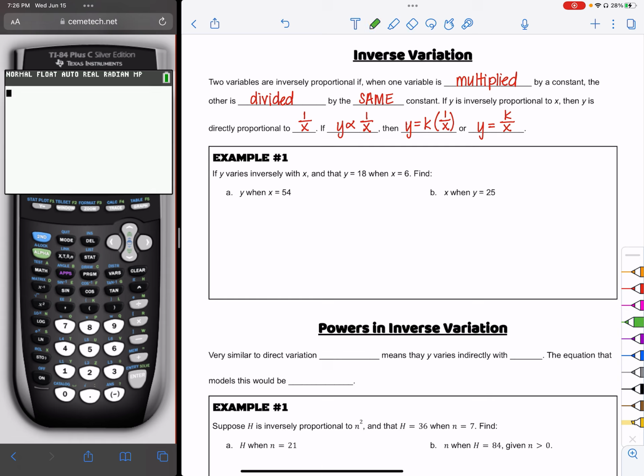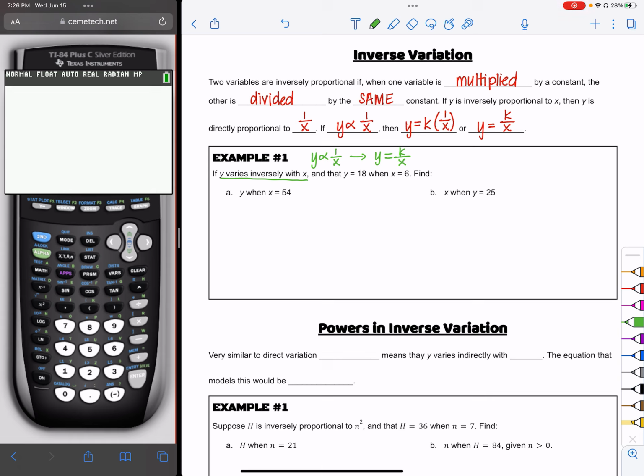Well, what you have to understand is the fact that they told us that y varies inversely with x, which means that y is directly proportional to the inverse of x, which is just 1 over x. Remember, inverse means reciprocal. And I know that from here, my equation will end up being y is equal to k divided by x.